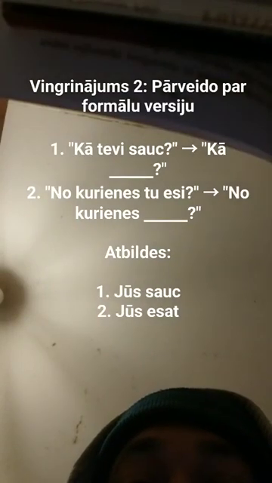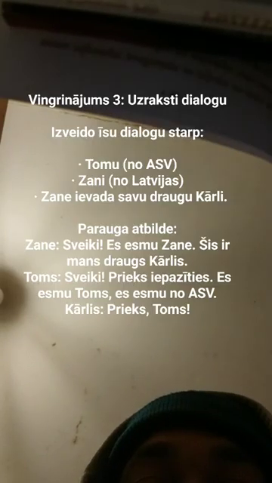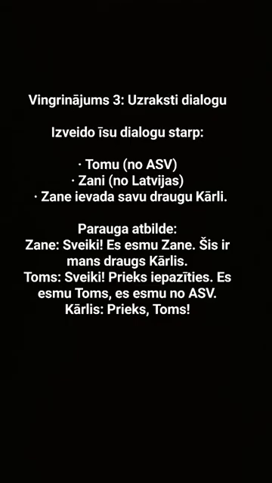Let's see now another exercise. Uzdevums vai vingrinājums. And vingrinājums number 3. Uzrakstīt dialogu. So it means write the dialogue in Latvian, of course. Izveido īsu, short. Create a short dialogue between Toms, which is a guy from the USA, so no ASV, and Zane, which is from Latvia. So starp Tomu no ASV un Zani no Latvijas.